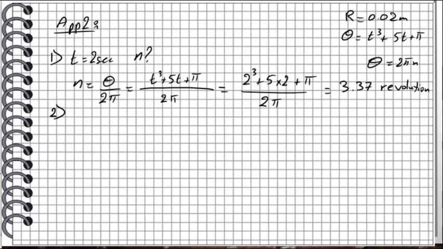Part 2. Calculate the angular velocity and the angular acceleration of m. The angular velocity, theta prime, is simply the derivative of theta. Okay, so let's do it. Derivative of t cube will be 3t squared. The derivative of 5t is 5. And the derivative of pi is 0, since it's constant. So this is in SI.